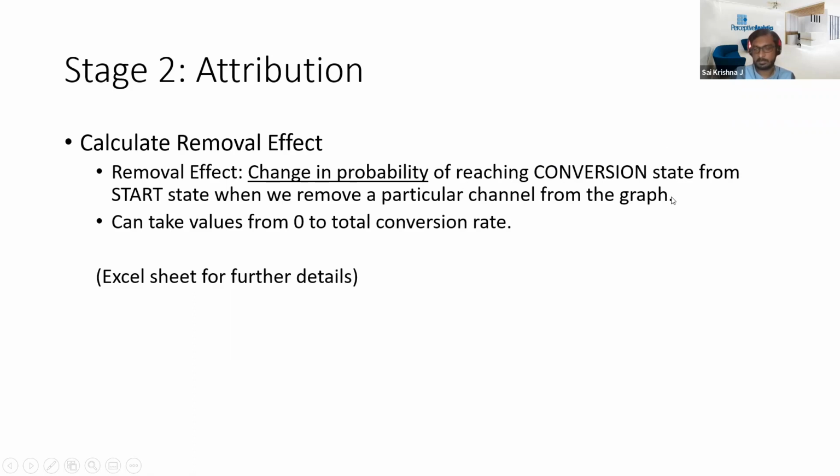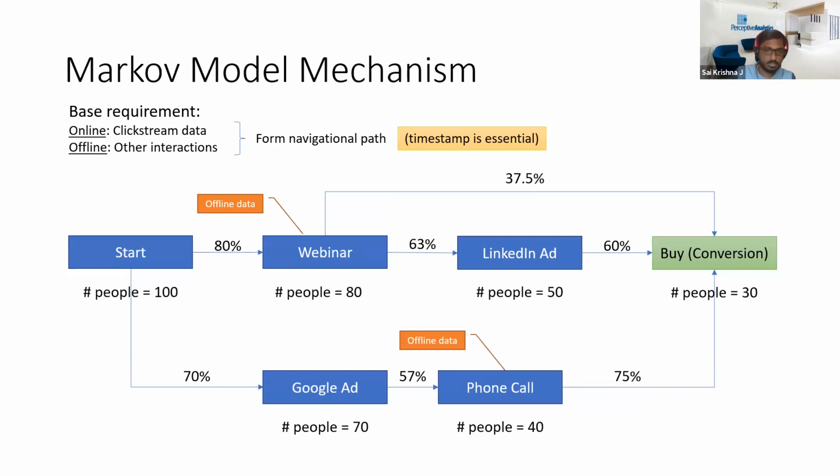In simpler terms, let me come back to this graph here. We have webinar, LinkedIn ad, Google ad, and phone calls, right? So we have these 4 different channels via which customers have interacted with us. Now, how much of our revenue should be attributed to each of these 4 channels? Which takes more credit, which takes less credit, which is responsible for a particular conversion, which is not. That is what attribution is all about, and that is where we use this removal effect.